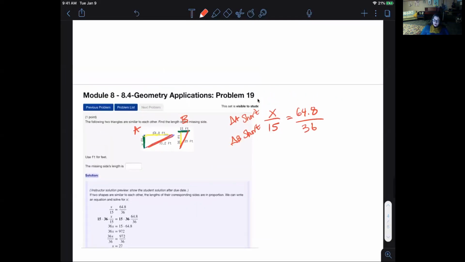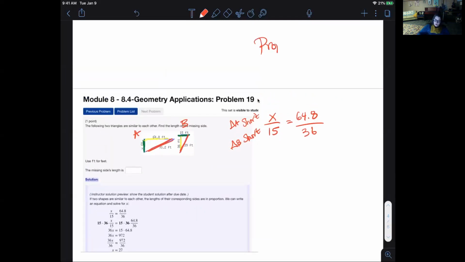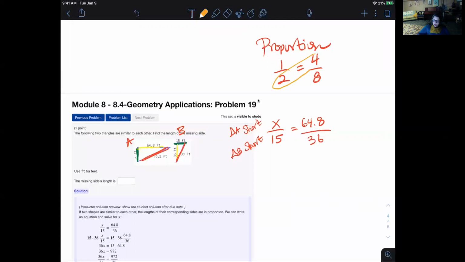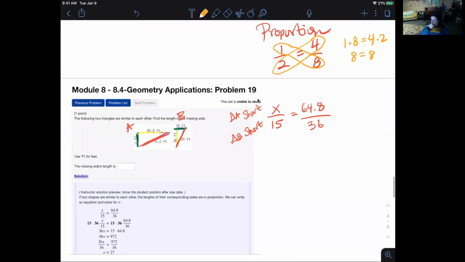Once we have a proportion, a proportion is just a set of equivalent fractions. So 1/2 is equal to 4/8. These would be considered a proportion, just any two fractions that are equivalent. Well, it turns out with equivalent fractions, the cross products are equal. So 1 times 8 is equal to 4 times 2. And that's true because 8 equals 8. So if we have triangles that are proportional, we can set up a proportion. If they're similar, then we know that they're proportional. And so we can cross multiply.